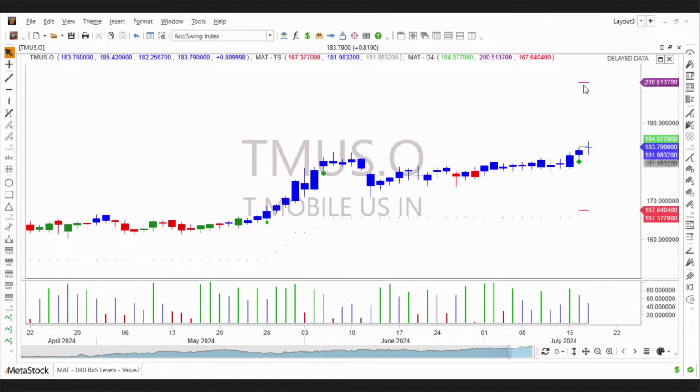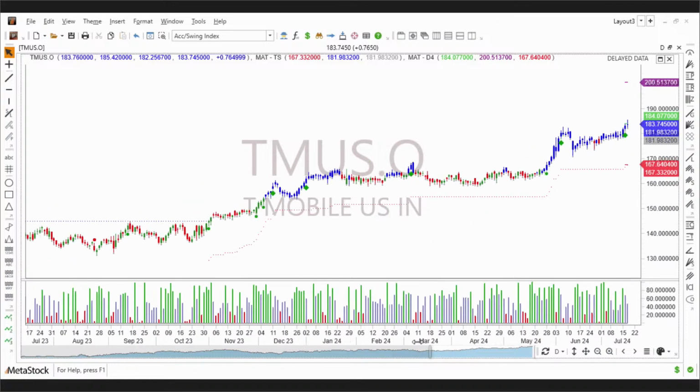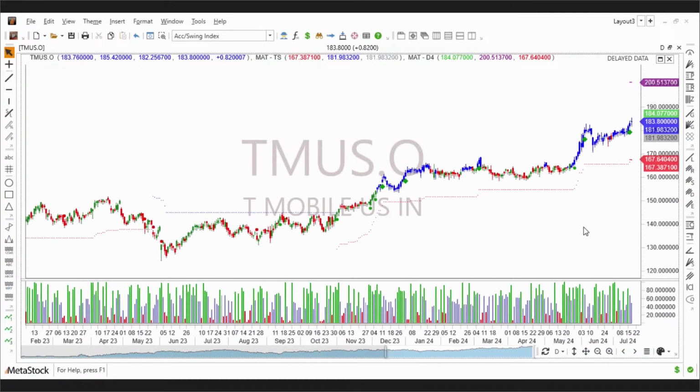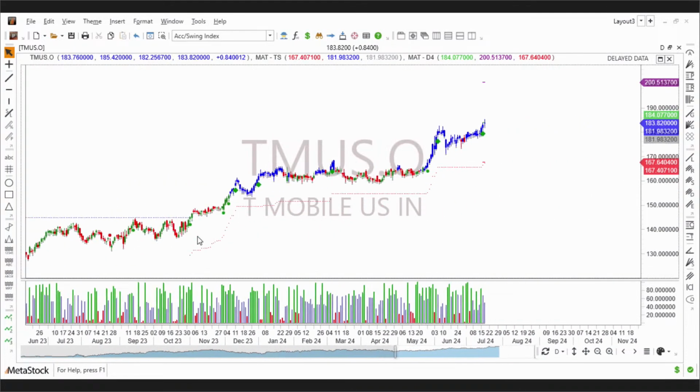And of course, you have your entry points, your stop losses, and your levels that you can place in your broker account. If I just compress the chart just to show you how well the trailing stop loss works, if you look at when the trend started in November of 2023, you can see how well it's been trending. Look at the trailing stop loss. The stock hasn't come anywhere near this trailing stop loss.